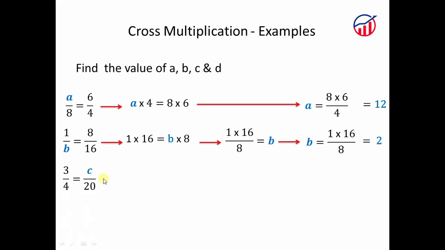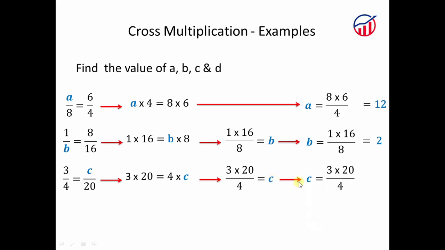Next, let us try and find out C. So how are you going to get it? 3 into 20, cross multiply. 3 into 20 is equal to 4 into C. Now you need to find out C over here. So you're going to push 4 to the opposite end. So what you're going to get? 3 into 20 upon 4 is equal to C. We just rewrite it again. C is equal to 3 into 20 upon 4. 4 5s are 20. 5 3s are 15. So the answer is 15.